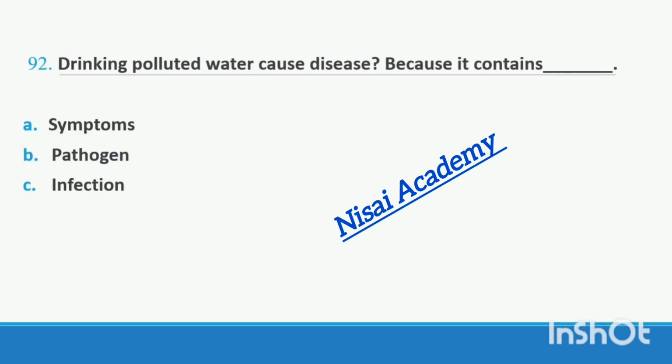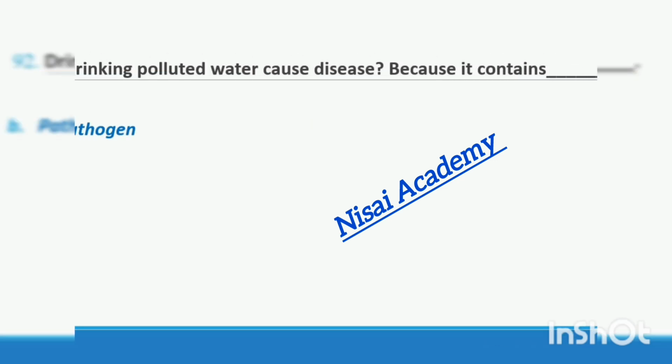Question 92. Drinking polluted water causes disease because it contains option A symptoms, option B pathogen, option C infection. Drinking polluted water causes disease because it contains pathogens. Polluted water contains pathogens. Right, option B.